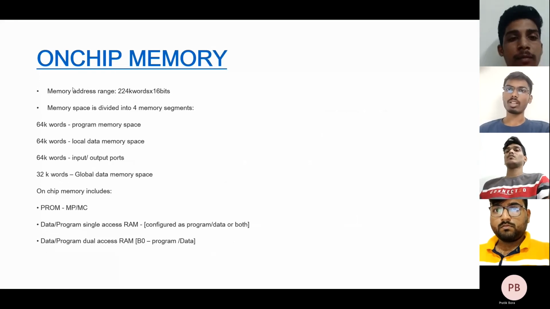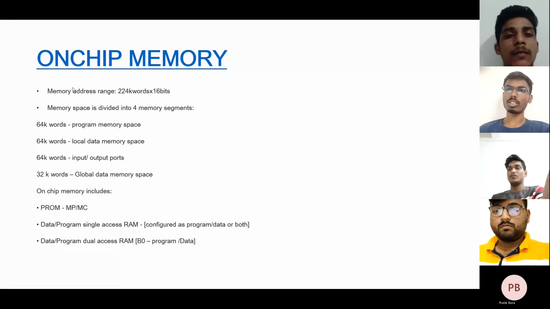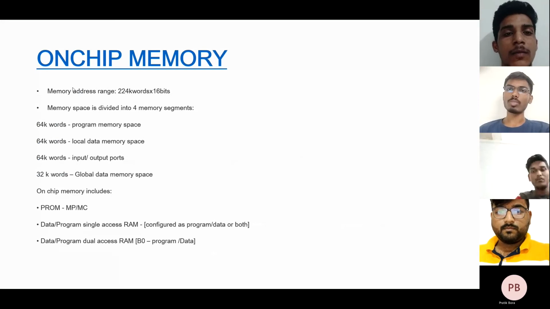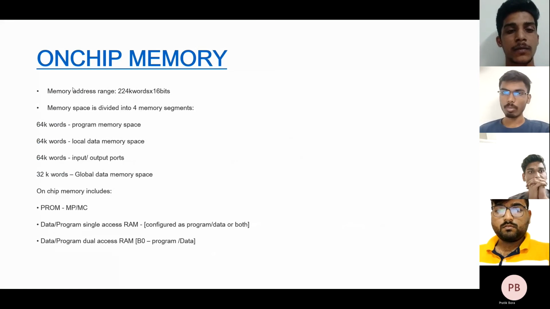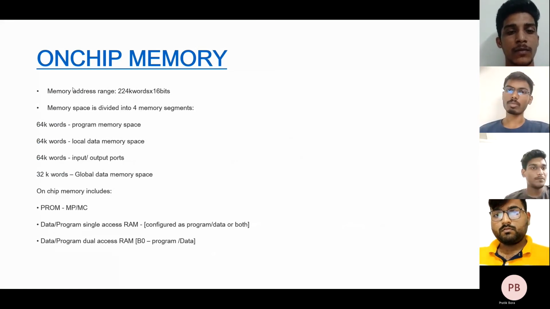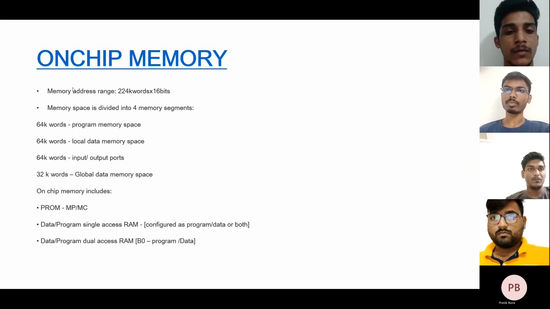On-chip memory. The memory address range is 224K words by 16 bits, and the memory space is divided into 4 memory segments: 64K words program memory space, 64K words local data memory space, 64K words input output ports, and 32K words global data memory space. On-chip memory includes PROM, MP/MC, data program single access RAM, and data program dual access RAM.